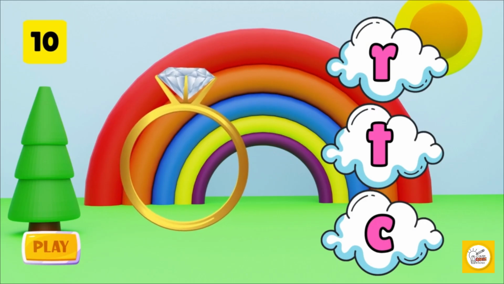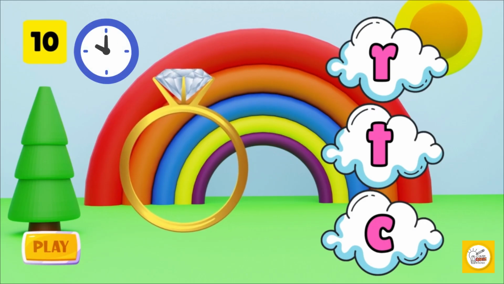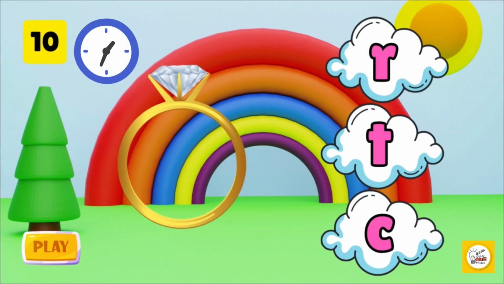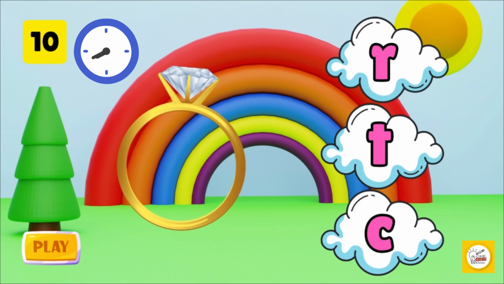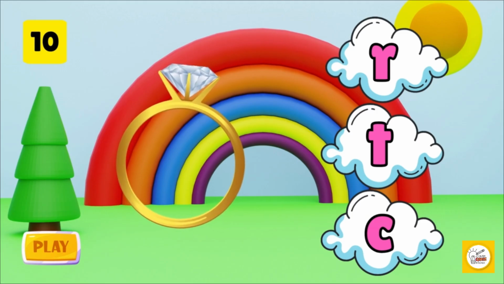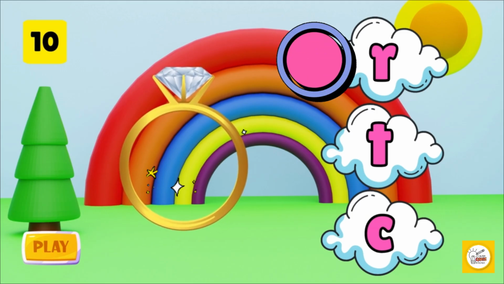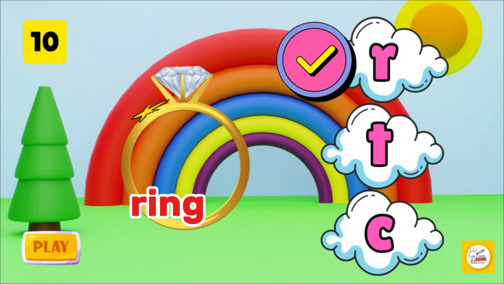What's the beginning letter? The beginning letter is R. That's right. The word ring begins with the letter R.